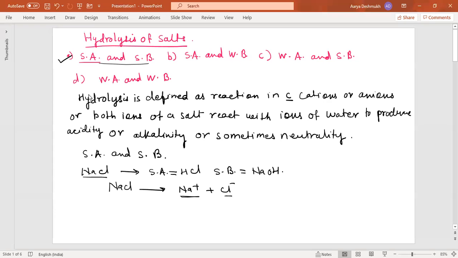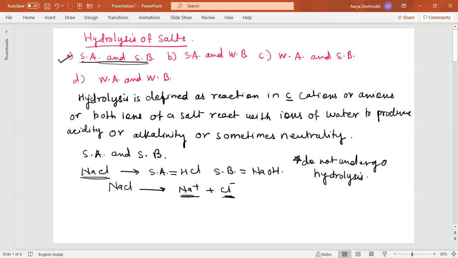Isn't it? So the salt of strong acid and strong base does not undergo hydrolysis. Remember this. Salt of strong acid and strong base does not undergo hydrolysis because even if it undergoes hydrolysis, the ultimate product would be NaCl itself. Means the sodium ions and chloride ions will react with water ultimately to form NaOH and HCl, and NaOH and HCl both are strong electrolytes. Again, they will combine together to form NaCl itself.